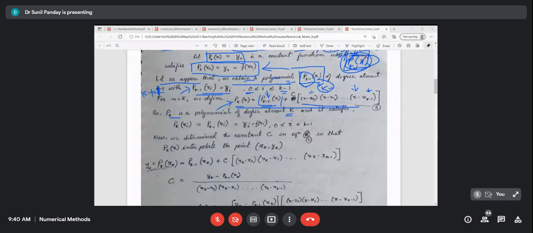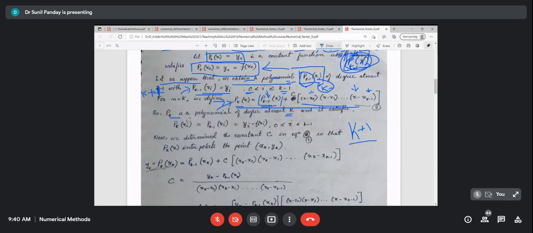So we were here: we have created a degree k polynomial p_k(x), and we are checking whether this degree k polynomial is able to fit k plus 1 data points or not.